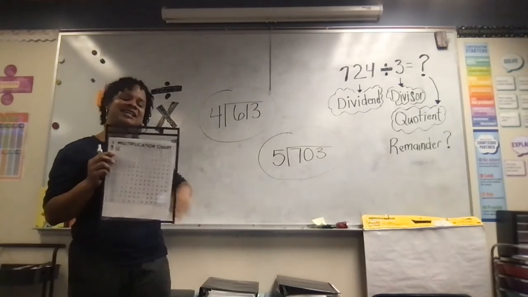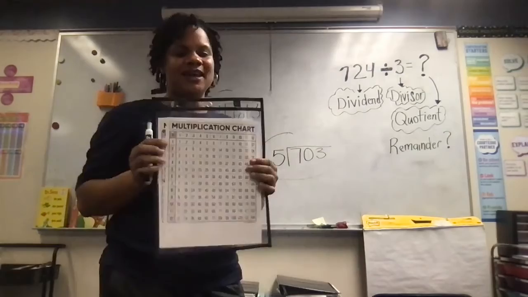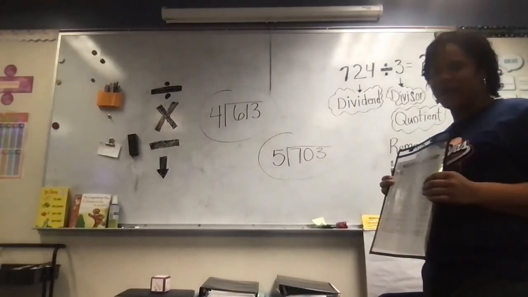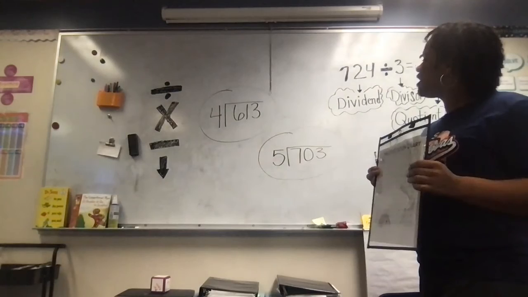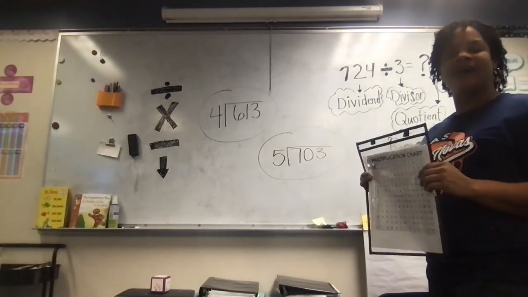Tell your parents to text either Mr. McMacken, or if you're one of mine, tell them to text me and let's find out what answers you have, okay? Again, two problems. 613 divided by 4, 703 divided by 5.